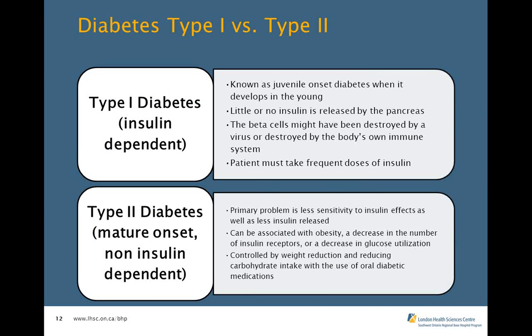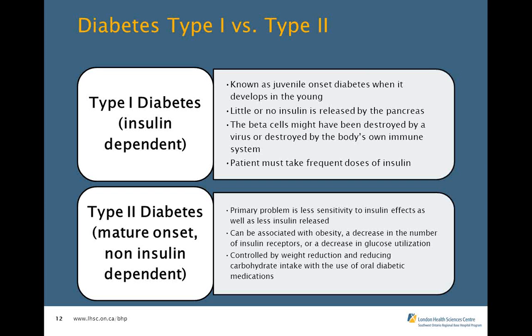So as we kind of reviewed already, our type 1 diabetics are insulin dependent, known as juvenile onset, happens very young, in utero. Little or no insulin is released by that pancreas. Beta cells have been destroyed, like by the body's own immune system, or some type of pathogen has gotten in there, and we discussed that the patient needs a constant supply of insulin, either by injection or by insulin pumps, so to speak. Type 2, the primary problem is less sensitivity to insulin.